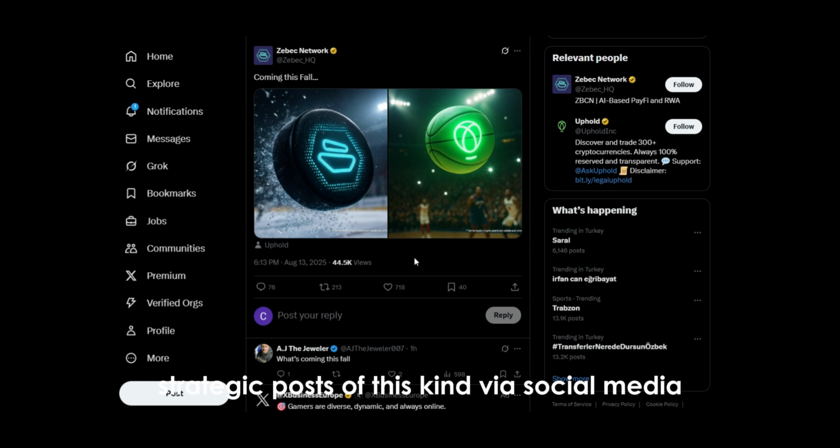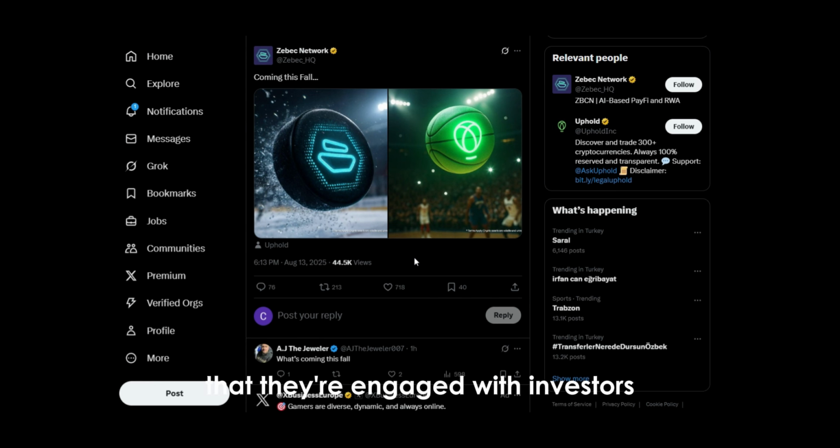Additionally, strategic posts of this kind via social media carry an important message in terms of community management. The project team shows that they're engaged with investors and want them to feel the developments. These steps strengthen community loyalty and help the project survive in the long run.